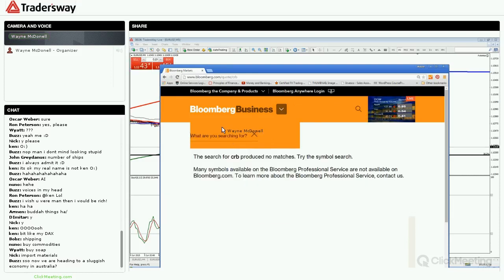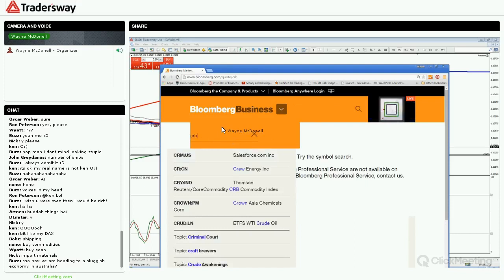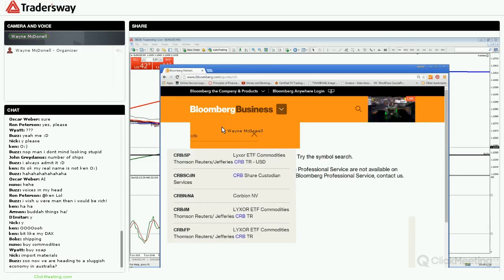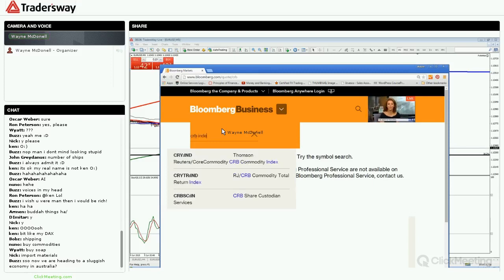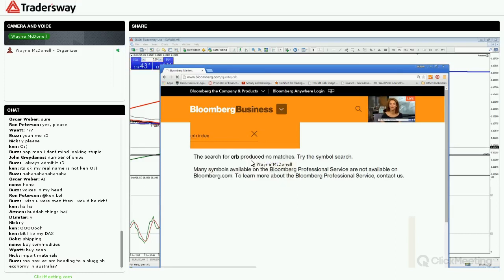Okay. CRB index. CRB is ETFs. No, CRB. I want the ETF. Thomson Reuters commodity. All right, there it is.